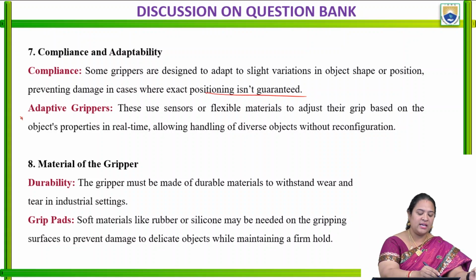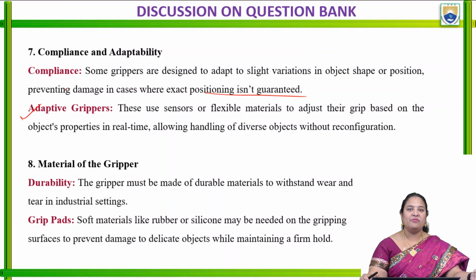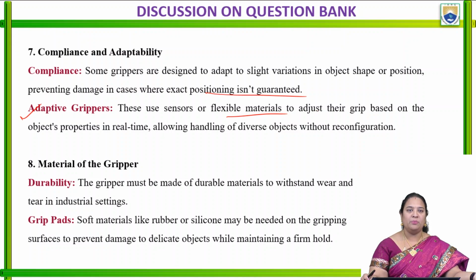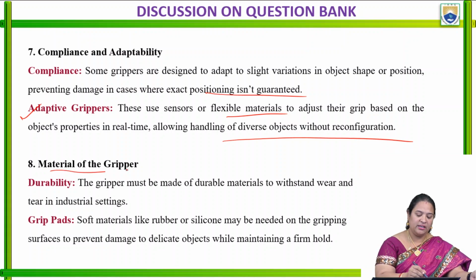Or when we come across adaptive grippers, in adaptive grippers we use sensors, right? In the adaptive gripper type, we will be using sensors or flexible materials to adjust the gripper based on the object properties. Depending upon the property of the object, we will be using this particular type of gripper. That may be a sensor type or a flexible material type, which allows the handling of diverse objects without reconfiguration, right?